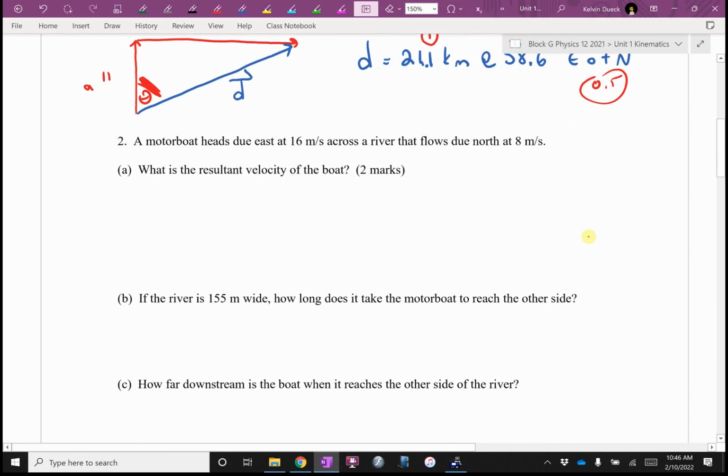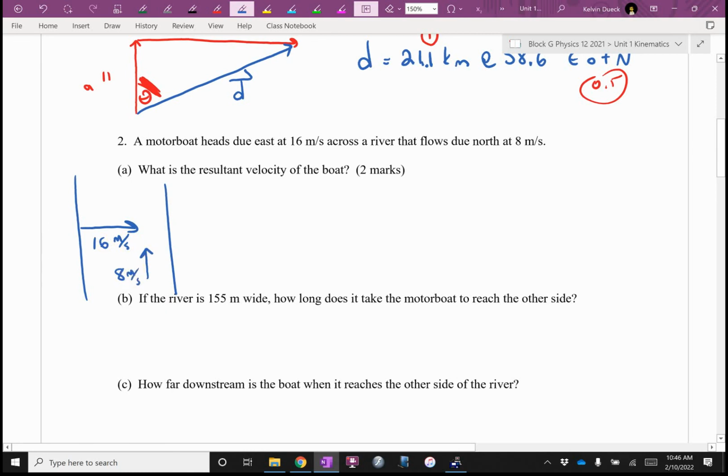Number 2, a boat heads due east at 16 meters per second across a river that flows due north at 8 meters per second. I need to draw it. So the river flows north, so the river is going to go this way. The boat's heading this way at 16 meters per second. River is going this way at 8 meters per second.